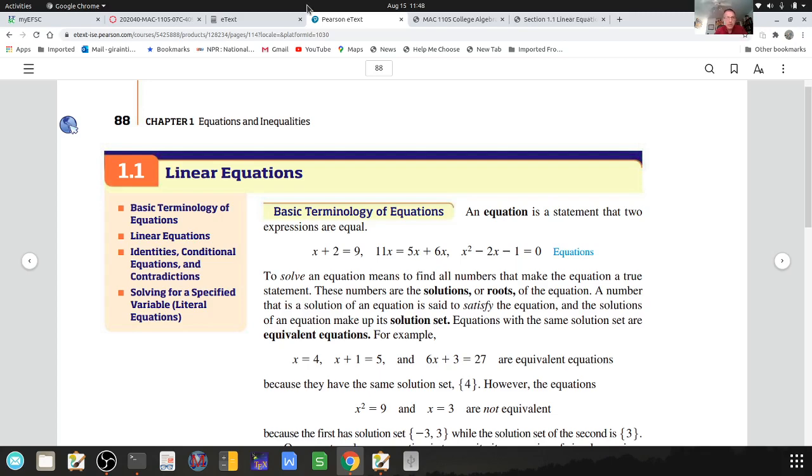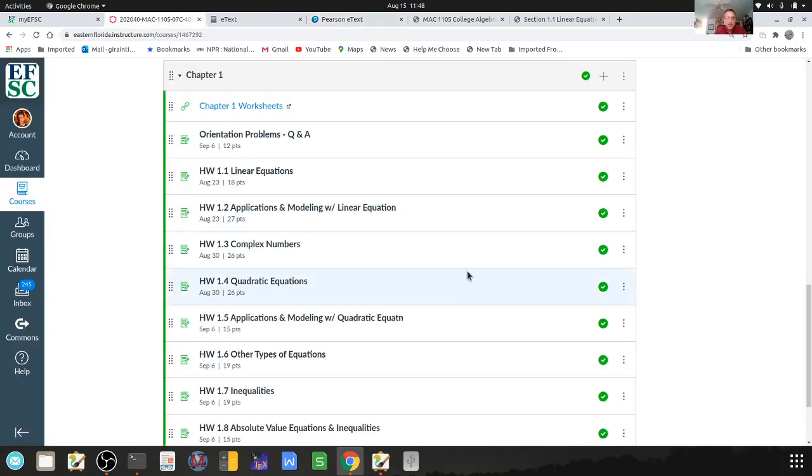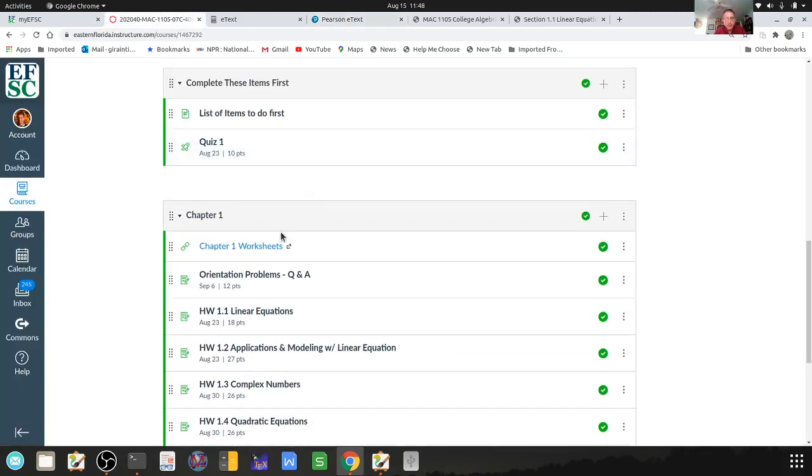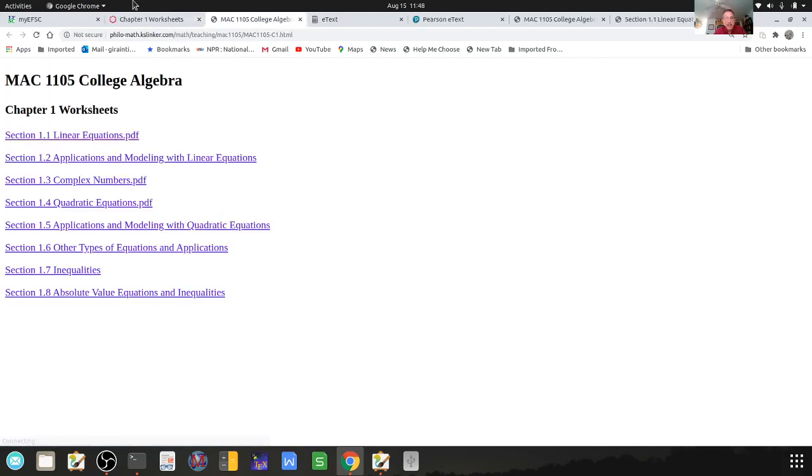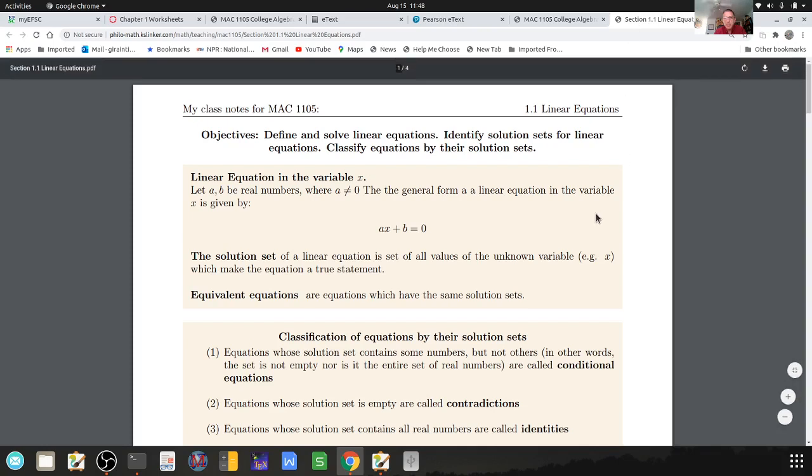And I also mentioned earlier that if we go back to our home page, if you go down to the module labeled Chapter 1, there's a Chapter 1 worksheet link. And you can actually click on that link and come up with worksheets. I'm actually going to follow the worksheets I've typed out.